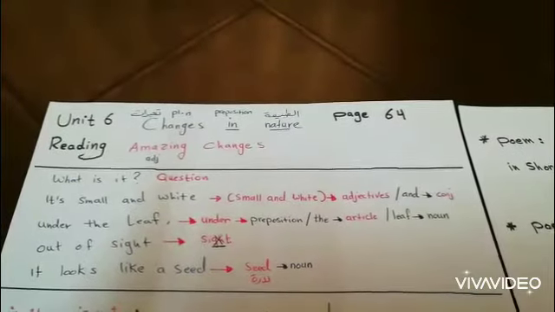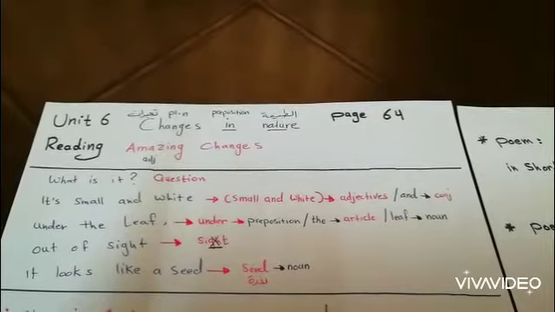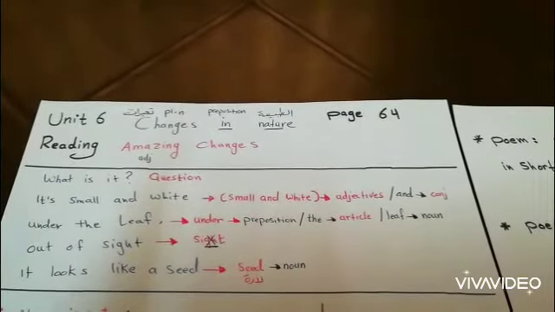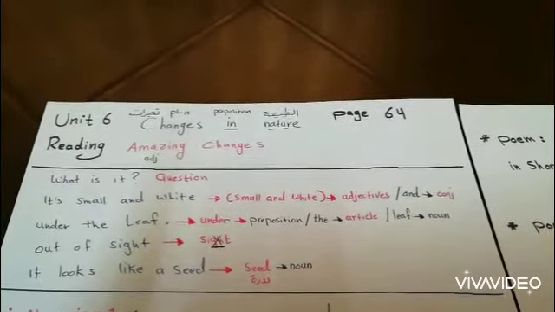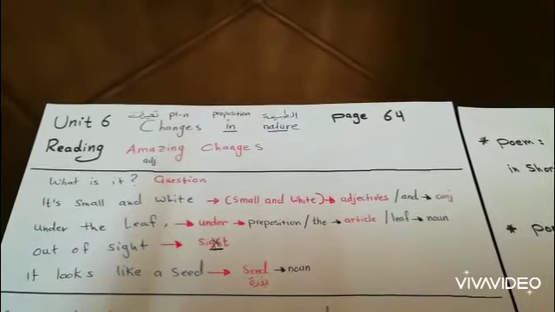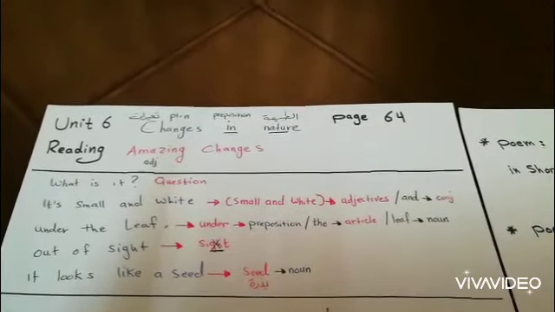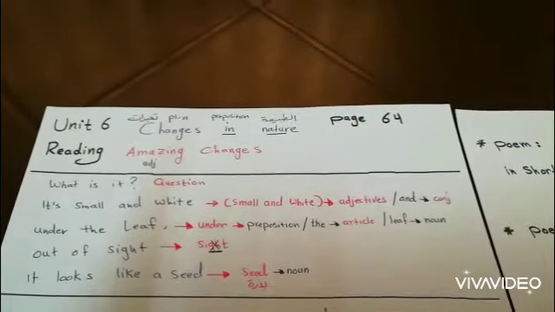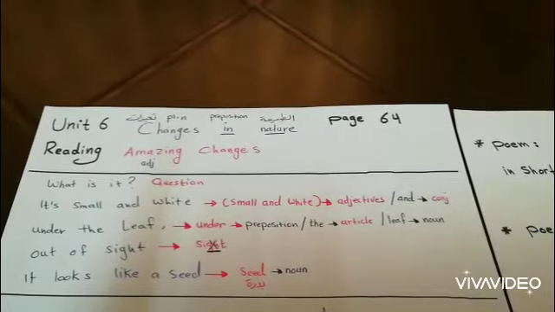Out of sight. Here we have G, H silent. The letters, الأحرف, G and H, they are silent. Out of sight. It looks like a seed. تشبه البذرة. Seed, it's a noun and means بذرة.